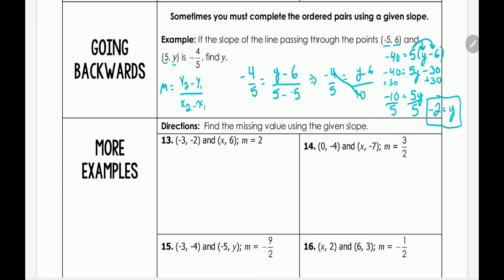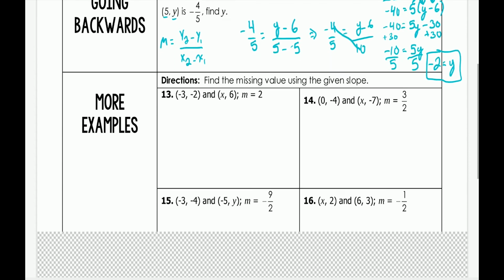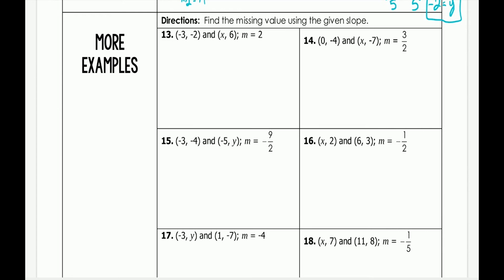Okay? Let's try another one. We're going to work on number 13. For this one, we have the points -3, -2, and x, 6. And we know that our slope is equal to 2. And that's equal to y2, which is 6, minus y1, over x2 minus x1. If we simplify this, we have 6 minus -2, which is 6 plus 2, which is 8, over x minus -3, which is x plus 3.